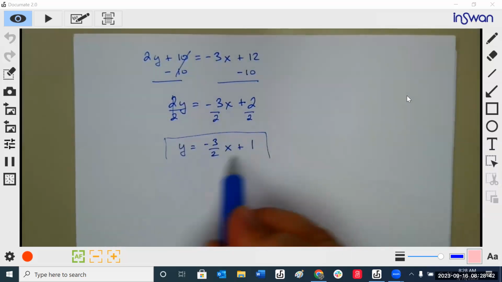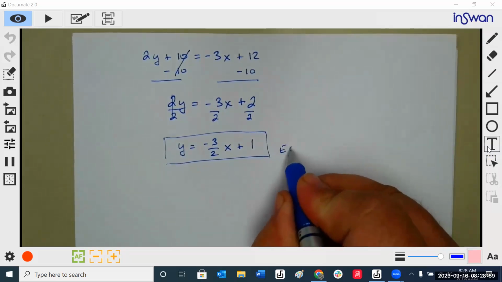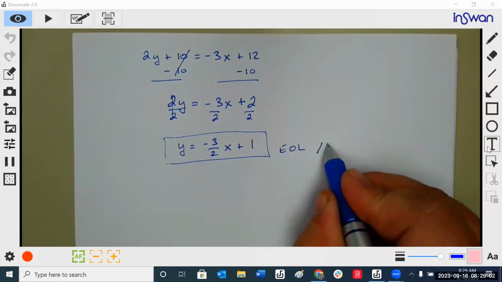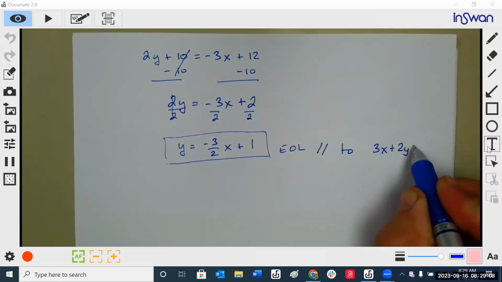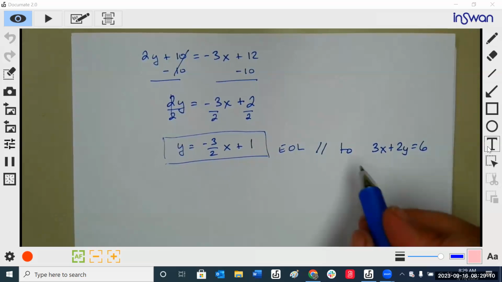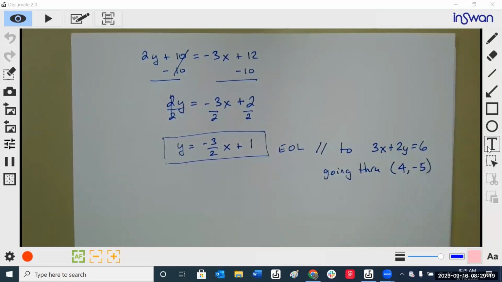So here's my, okay. This is where you're going to hate me. No, actually, this is this one. You're good. So this is our equation of the line parallel to 3x plus 2y equals 6, going through the point (4, -5). That's what we found.